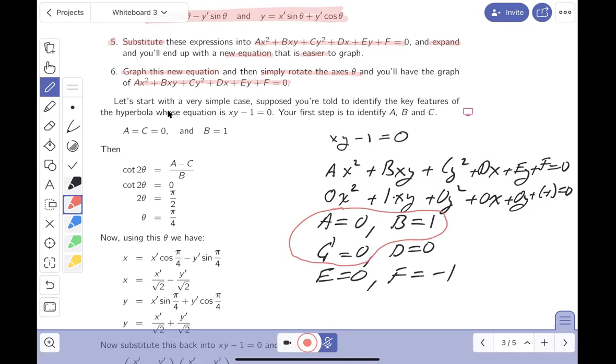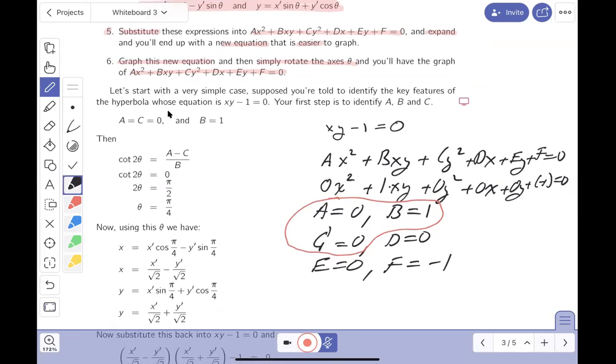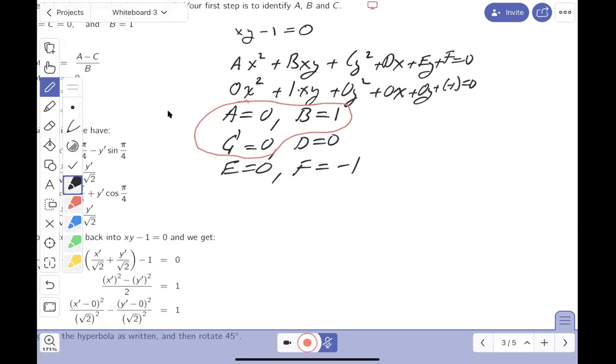And why is that? Well, again, that I should memorize. We need to plug into a formula. And let's do that. All right, what's the formula going to be? I'll write this down for you. The cotangent of twice theta is equal to A minus C over B. And that comes from the optional homework, which we did not do.